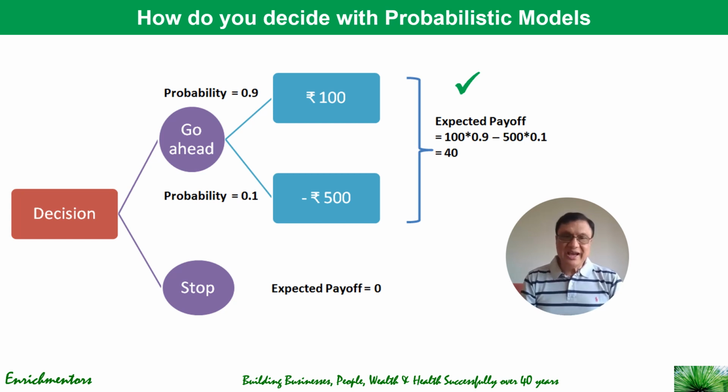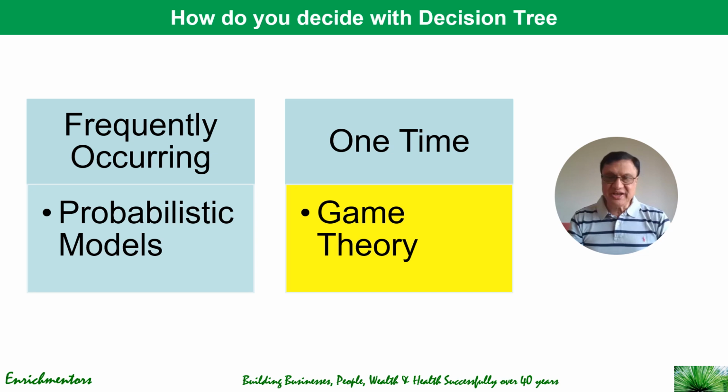So like this you decide based on the probabilistic model. But the important thing is that the same event must have occurred in the past, to give you the probabilities of success or failure and the expected payoffs. The second model, as we said, is game theory. So how do you decide using decision trees in the game theory model? Let's take a look at that.